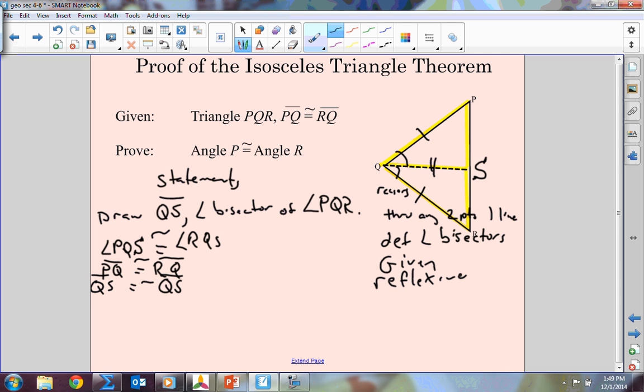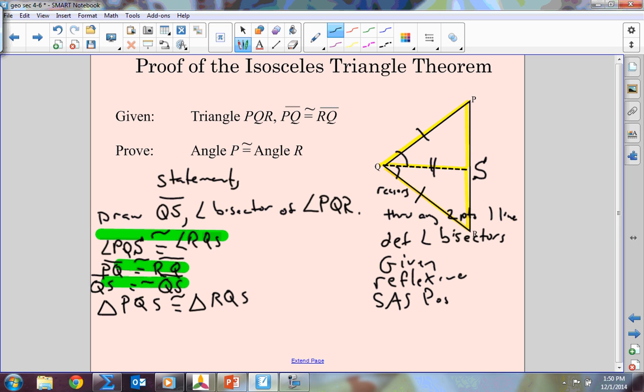So as we always want to do, I have shown that I've got 1, 2, 3 congruent parts. If I got 3 congruent parts and they're the right ones, then I have congruent triangles. So triangle PQS is congruent to triangle RQS by the side angle, side postulate. And if the triangles are congruent, then all 6 of their parts are congruent.